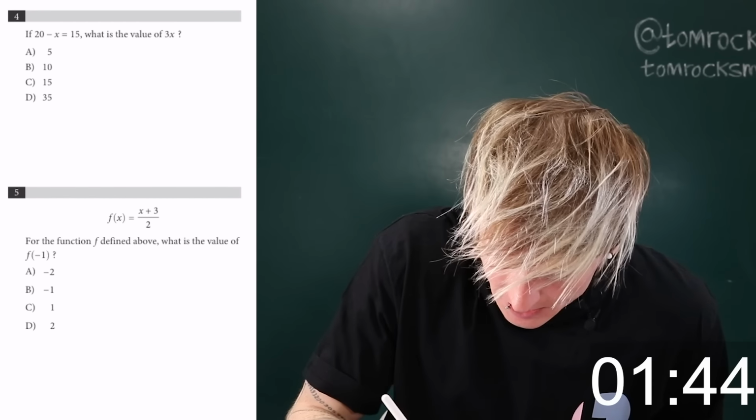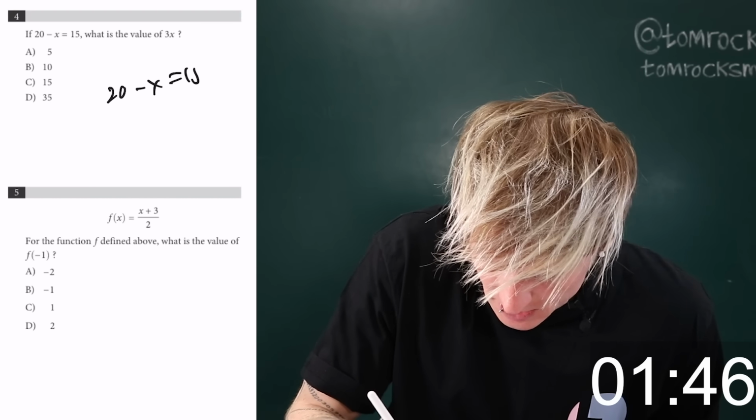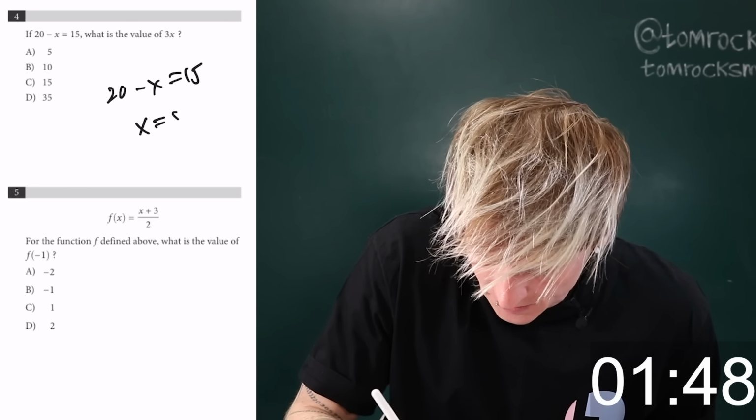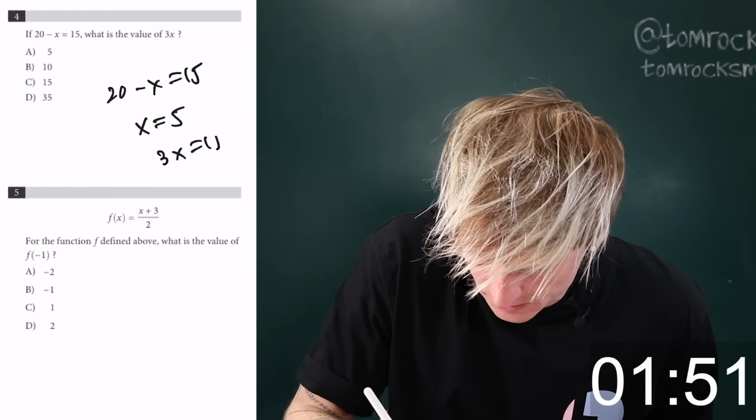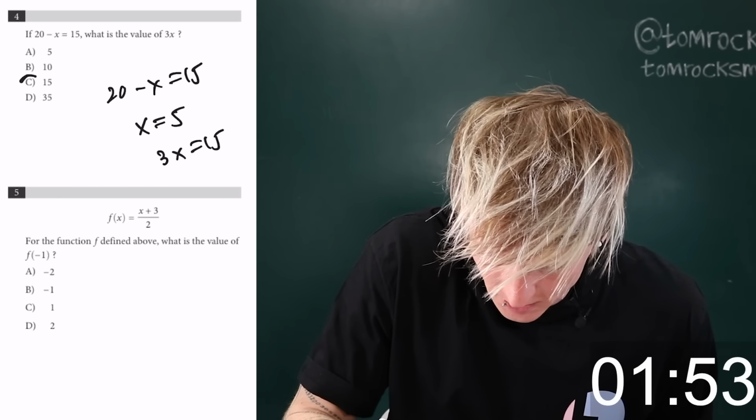20 minus x is 15. So x is clearly 5, so 3x is 15. Yeah, cool. Let's see them.